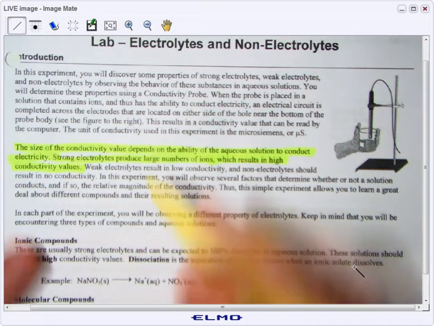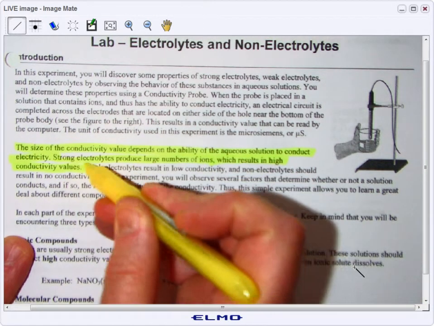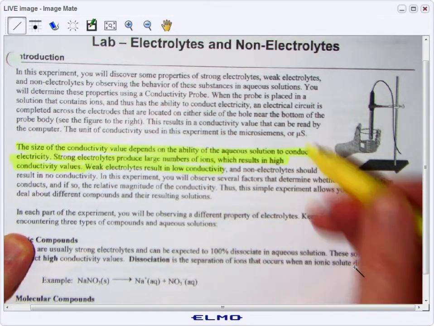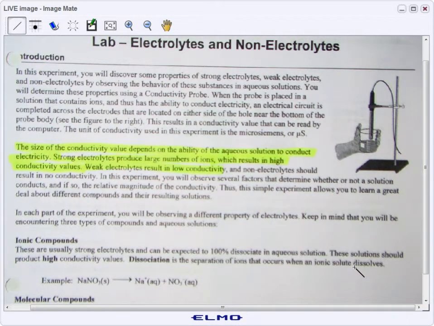Weak electrolytes have low conductivity values, and of course we just said non-electrolytes result in none. The difference between strong and weak electrolytes: strong electrolytes, 100% of them split up, all of them, no matter how much you're putting in there. Weak electrolytes, only like 5% of them split up. So you have a few of them that split up and conduct electricity, but not enough to make it very strong.